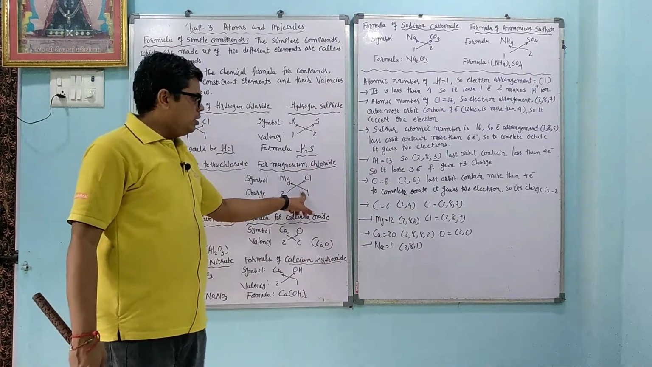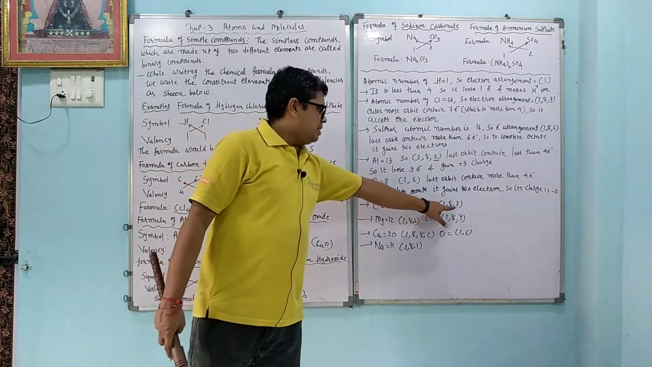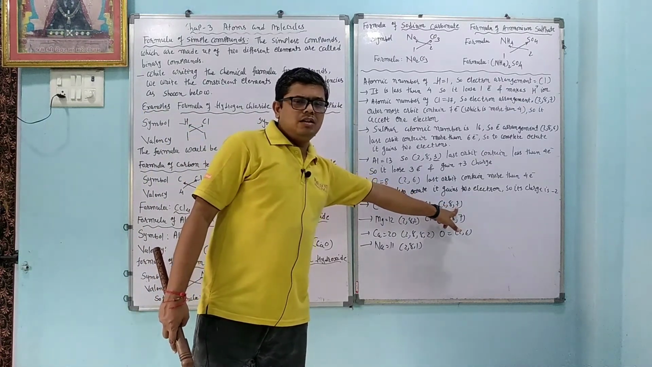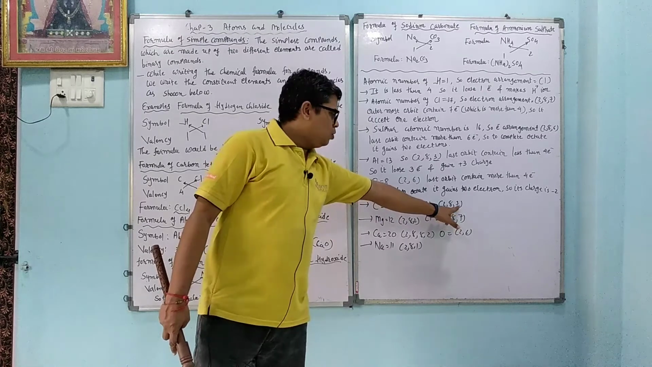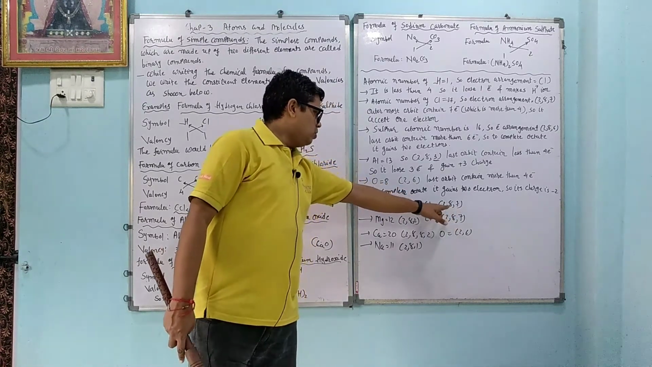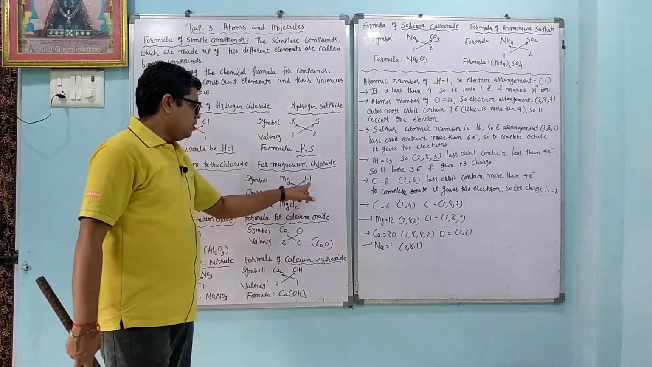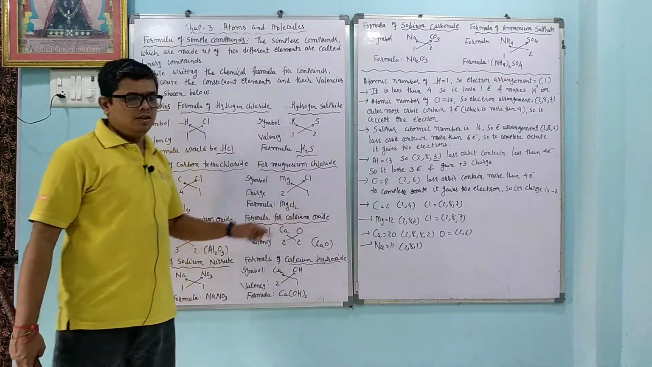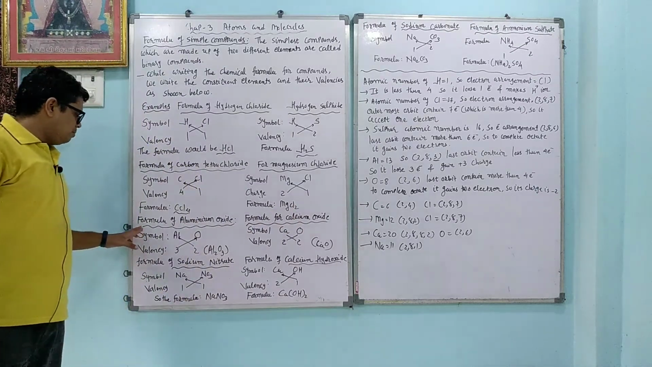Chlorine we already know here. Chlorine is 2, 8, 7. The outermost orbit contains more than 4 electrons, so it has a tendency to gain electrons. How many electrons does it gain? To complete the 8, it gains 1 electron, and by gaining 1 electron it becomes Cl 1 minus. So Cl has valency 1. We will do cross multiplication. We will get MgCl2.